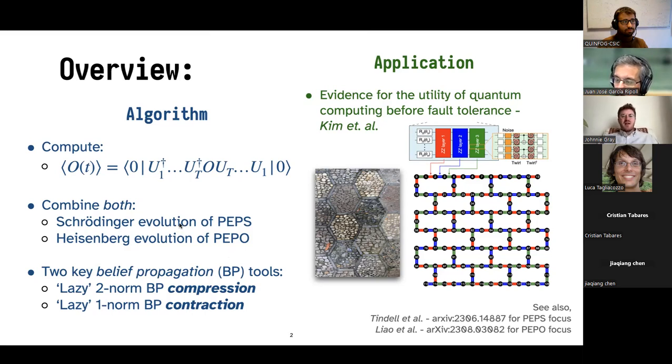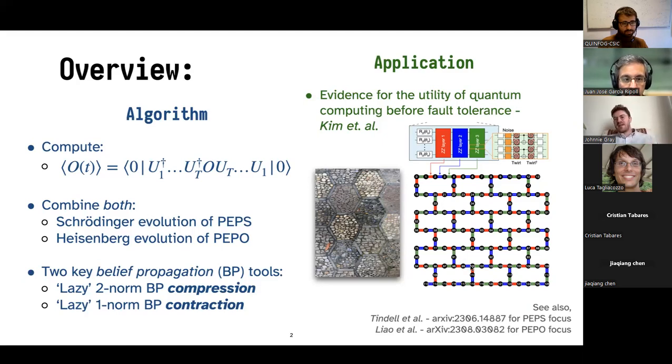The thing that enables this is two of these belief propagation tools, this lazy 2-norm BP compression and this lazy 1-norm BP contraction. I'll explain what all of these things mean. Then the main application that we'll show is this recent IBM experiment where they did a simulation on their quantum chip of this quite large 127-qubit lattice kicked Ising model that is some kind of heavy hex lattice. It's essentially a hexagon lattice.